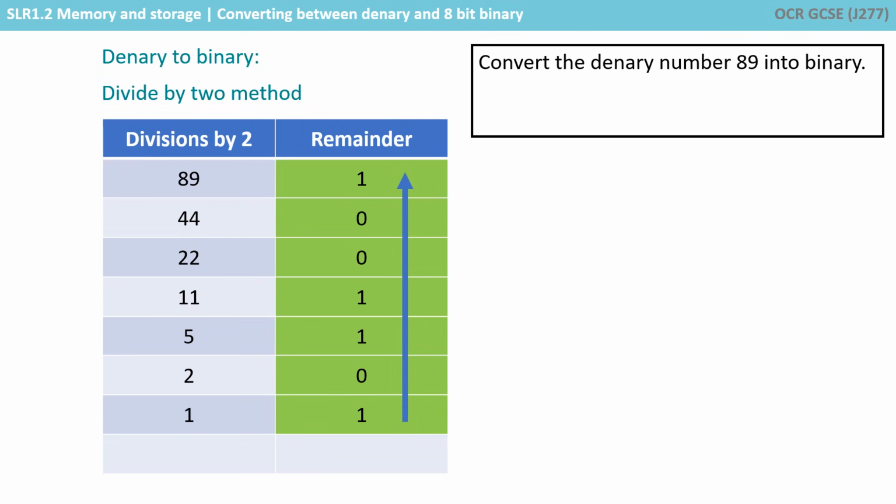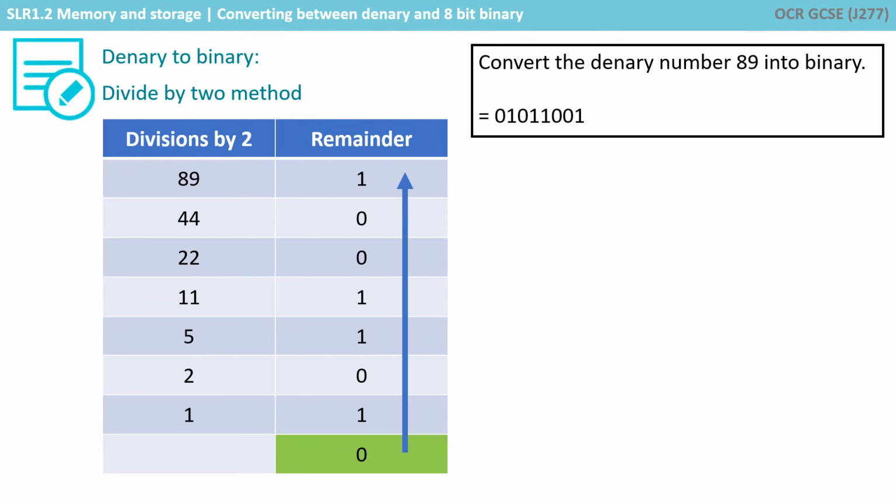To get the binary back, we now simply read the number from bottom to top. So the number 89 in binary is 1011001. Now, quite often in the exam, you'll be asked to represent numbers in 8 bits, and we only had 7 here, so you can pad any leading numbers with 0. So in an exam, you'd write 89 out as 01011001.